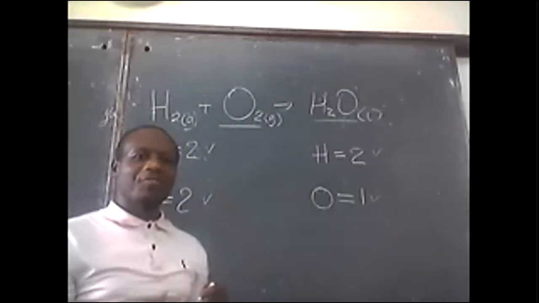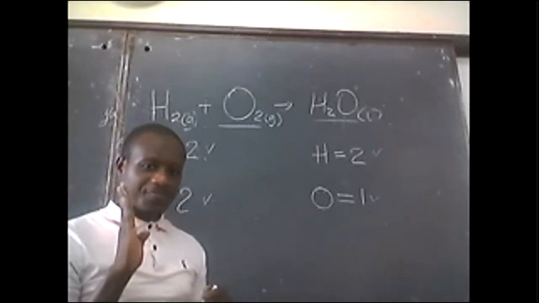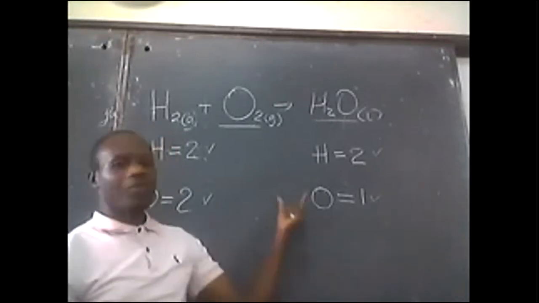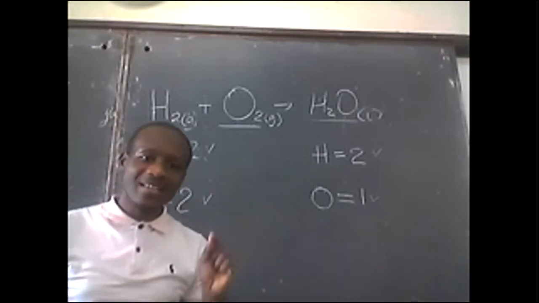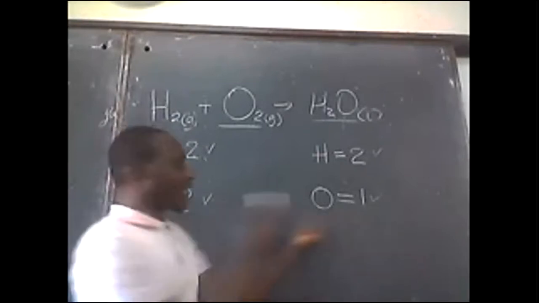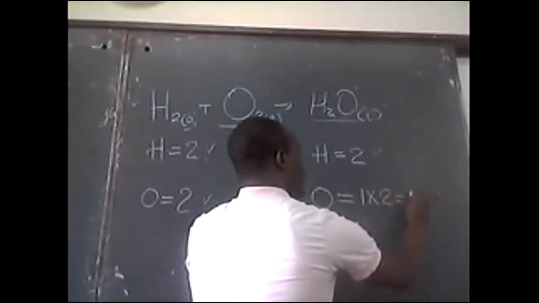Okay, thank you very much, Amelia. I have someone who understood. That is Amelia. If we're in class, we'll clap for you. Now, I'm going to go through what Amelia has taught us. She has taught us that on the right hand side, since I see oxygen is 1, I multiply it by 2, which will give us 2.